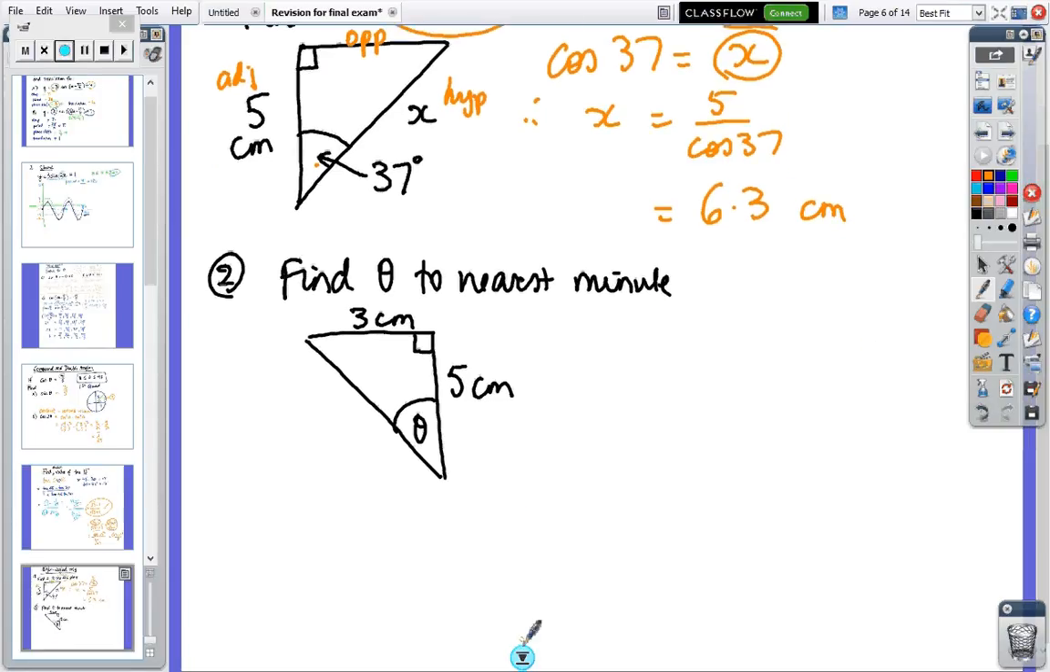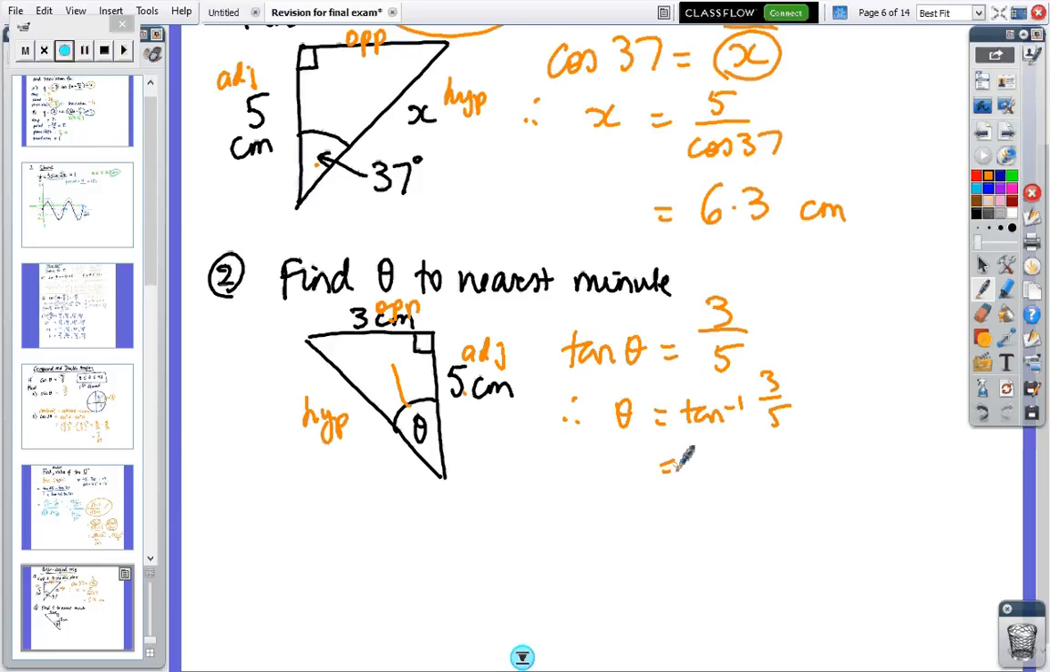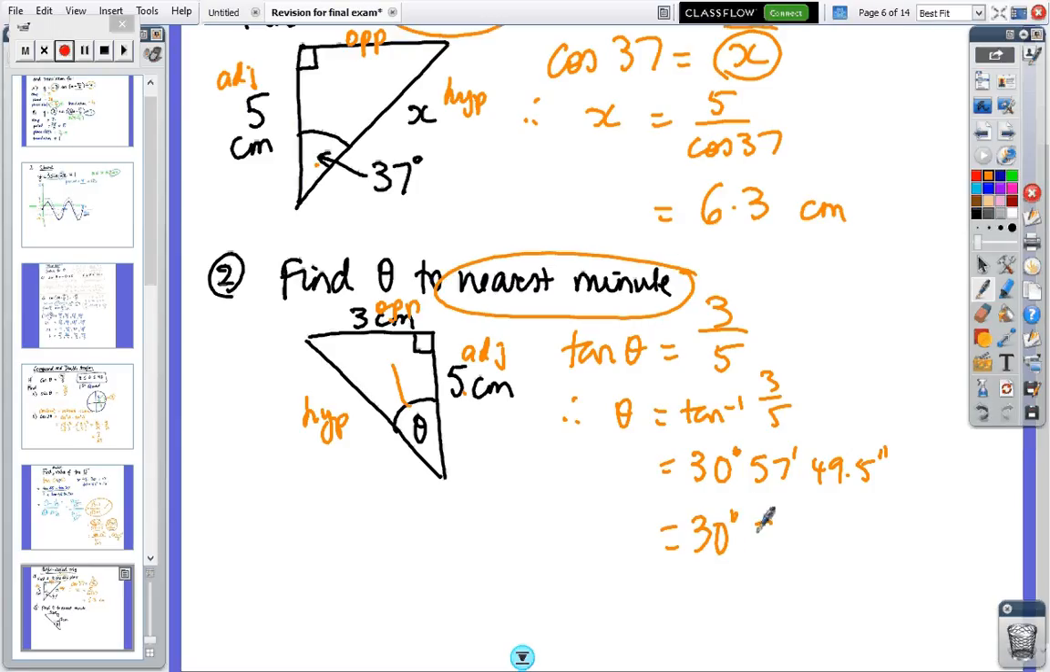Okay, next one. So we've got opposite, hypotenuse, adjacent. So this time we've got a tan question. So we've got tan theta equals opposite over adjacent. So we've got tan minus 1, 3/5. Okay, shift tan 3 over 5 equals, and degrees, minutes, seconds. So we've got 30 degrees, 57 minutes, 49.5 seconds, and we want nearest minutes, so it's 30:58.